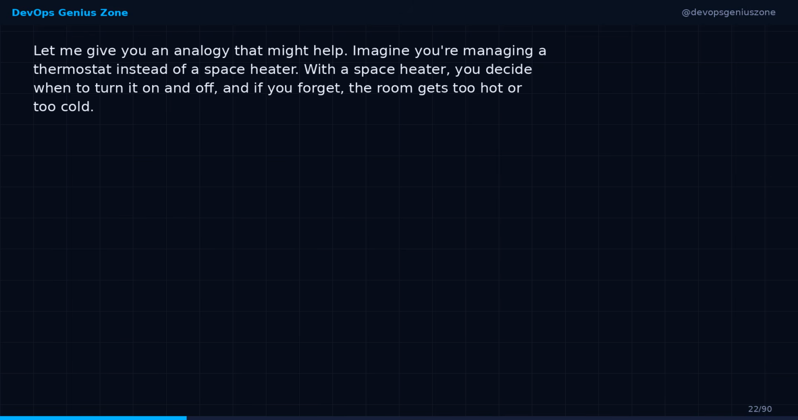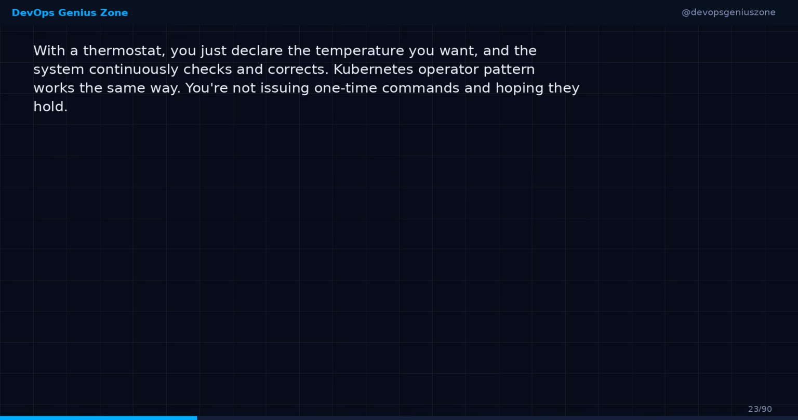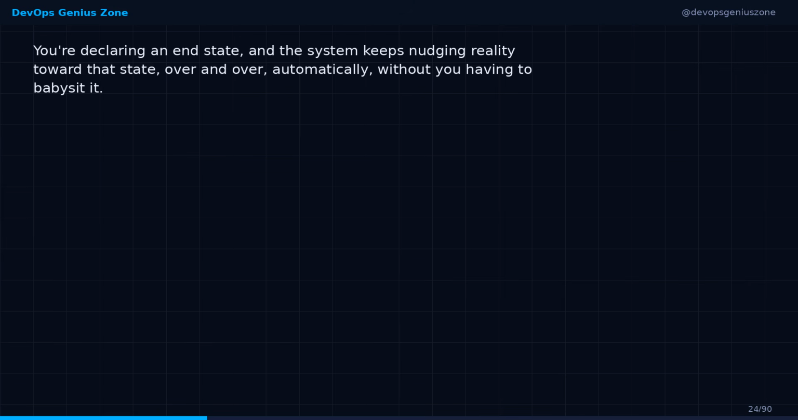With a thermostat, you just declare the temperature you want, and the system continuously checks and corrects. Kubernetes operator pattern works the same way. You're not issuing one-time commands and hoping they hold. You're declaring an end state, and the system keeps nudging reality toward that state, over and over, automatically, without you having to babysit it.